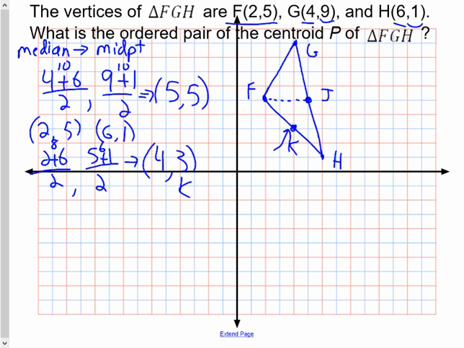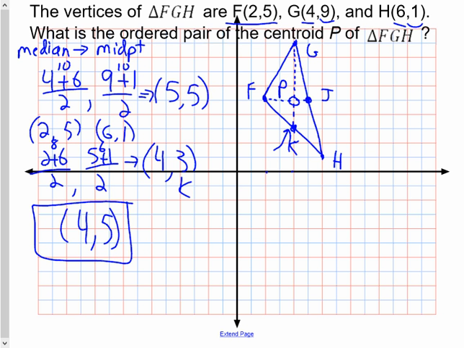And the median is going to go from the opposite side of the midpoint. And where do they intersect? Drawing them nice and neat, they look like they intersect right there. What's that point? (4, 5). So their intersection was (4, 5), the centroid, right? So that centroid is centroid B.